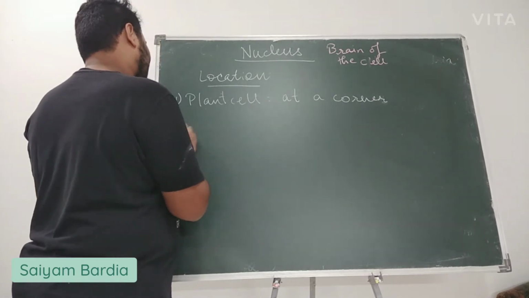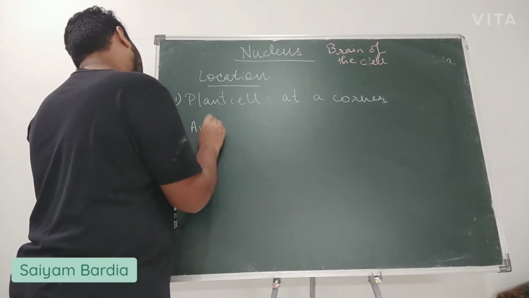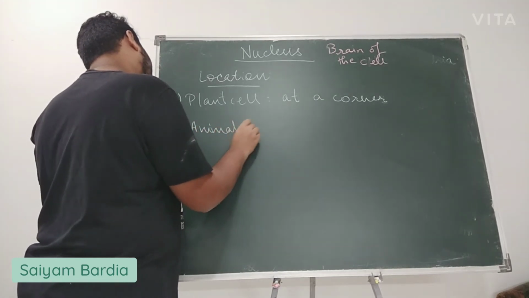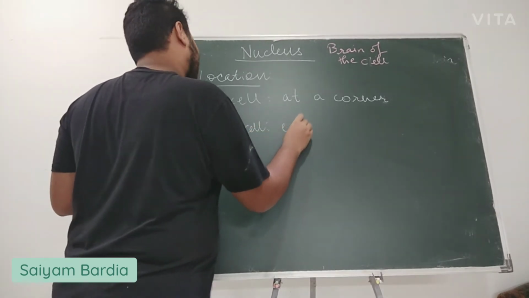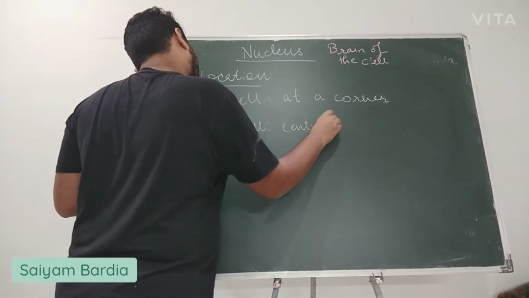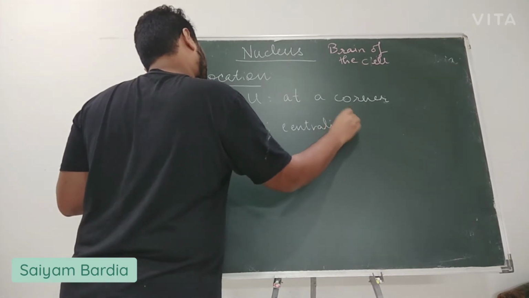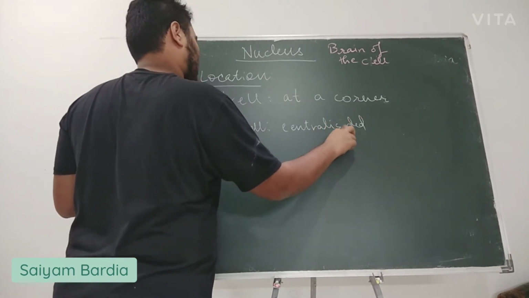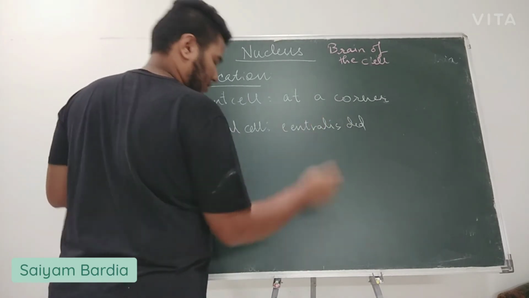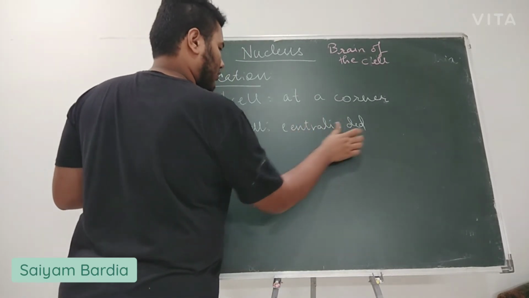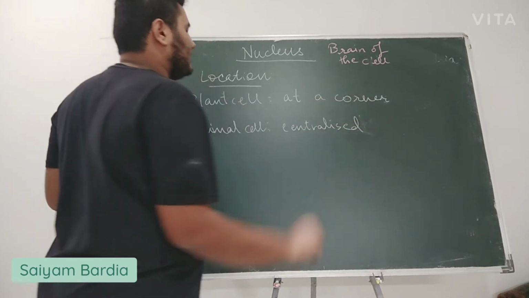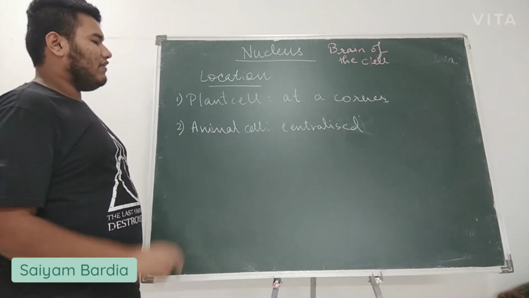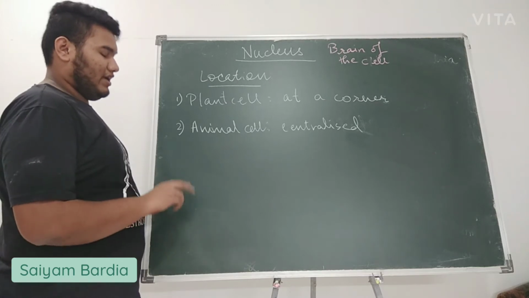Now second, in an animal cell, the nucleus is centralized. Centralized nucleus is present in the case of an animal cell. Okay.